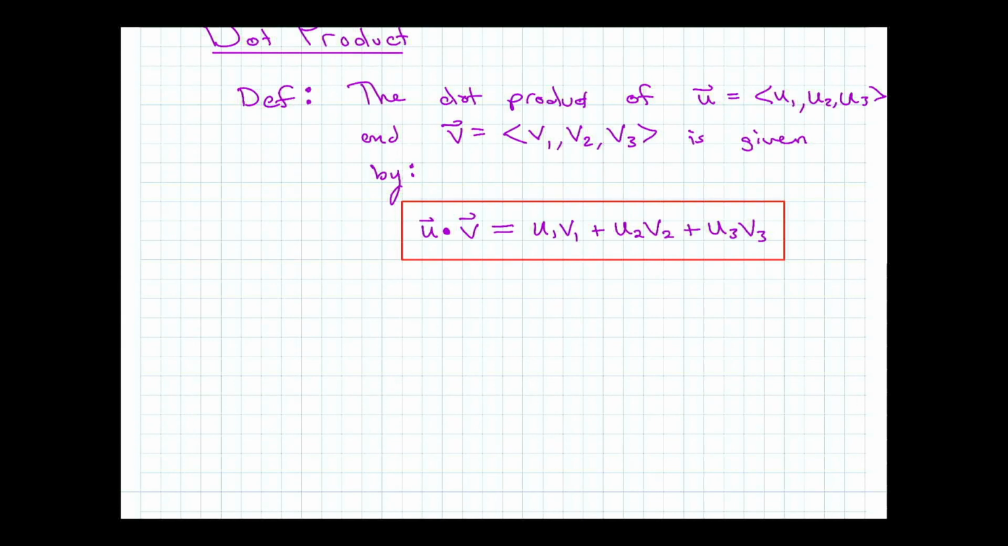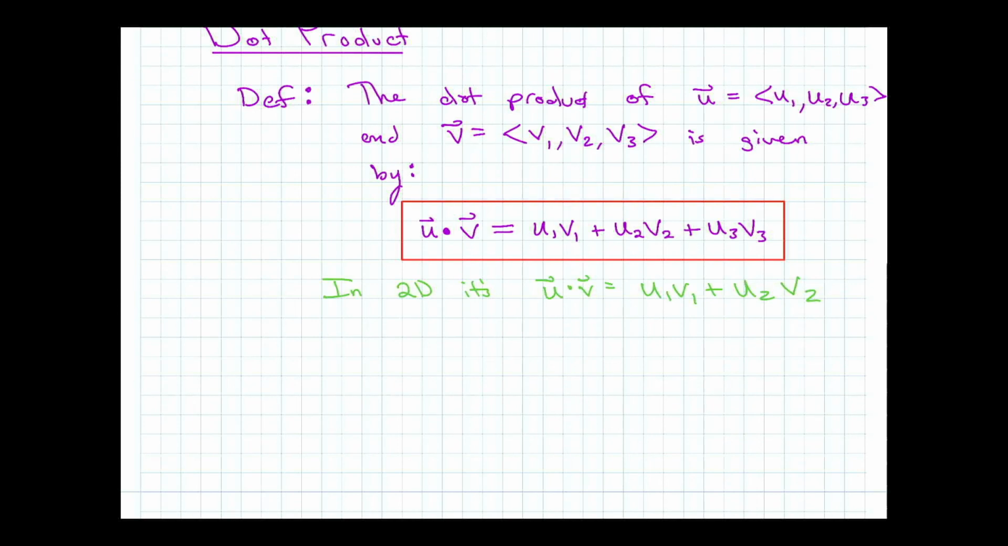Now you can also do this in 2 dimensions. You would just leave off the u3, v3. So maybe I'll make a little note there. In 2D, u dot v is going to be simply u1 v1 plus u2 v2 like that, and there's no u3 v3. So no big deal. You can do it for 2D or 3D.